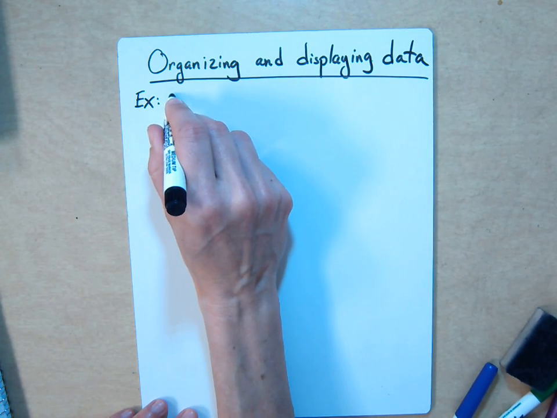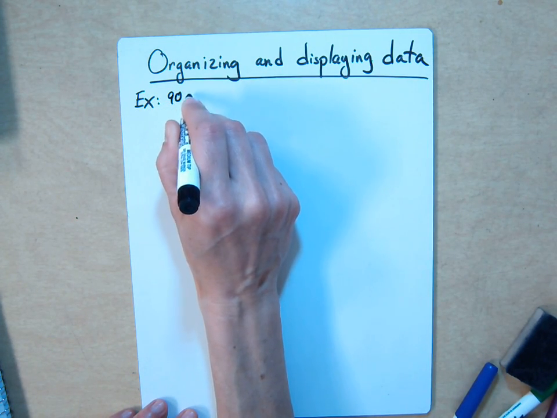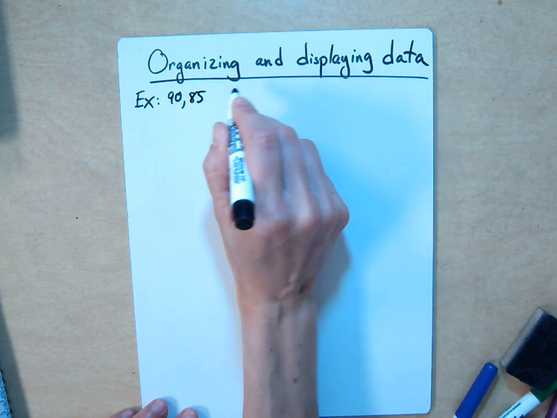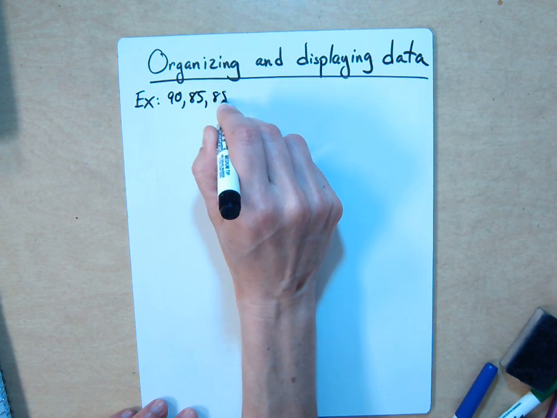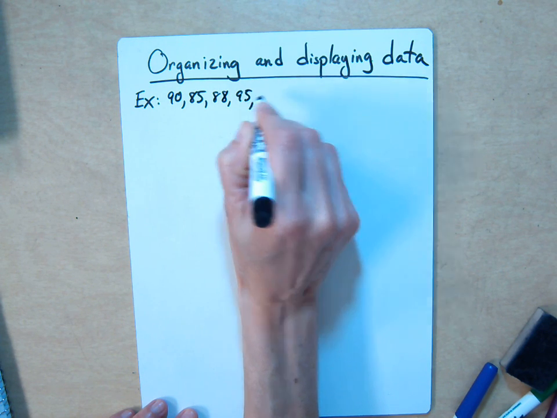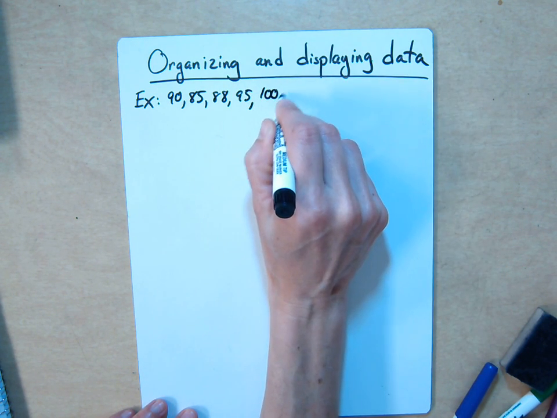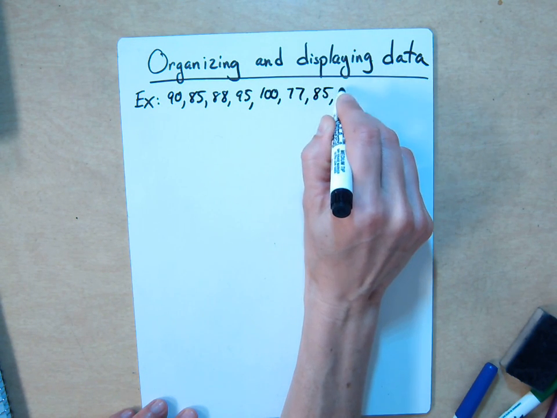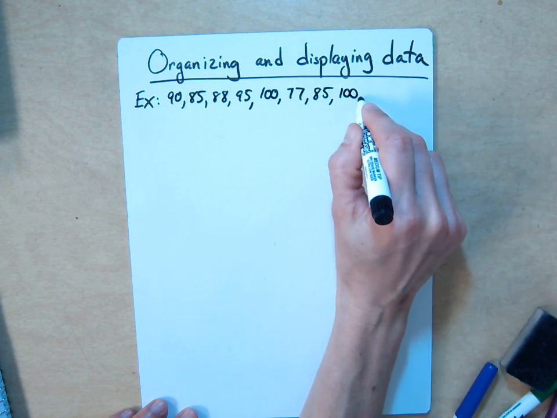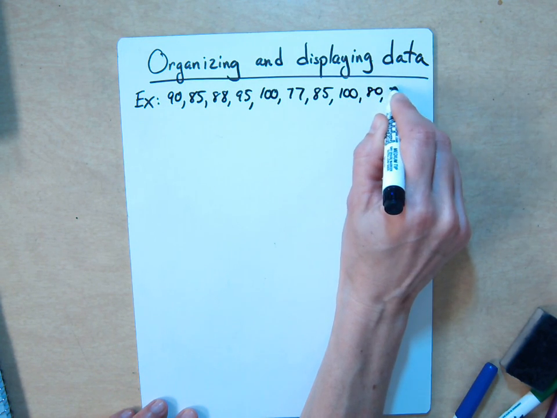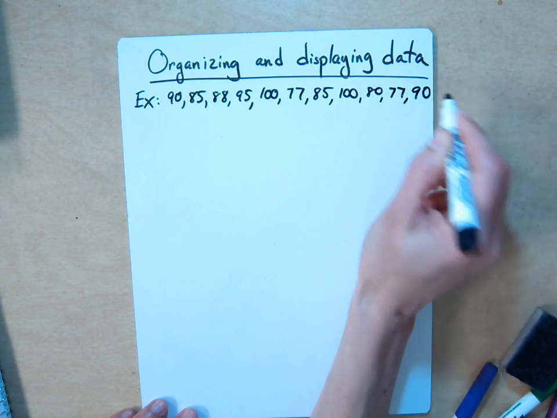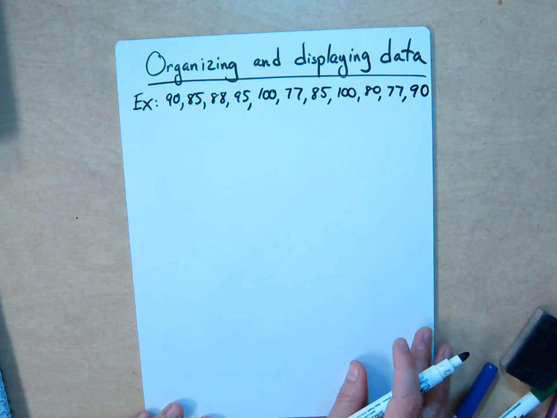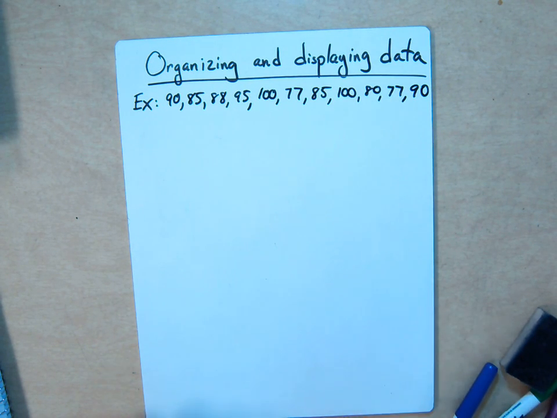So let's say we have 90, 85, 88, 95, 100, 77, 85. These look like test scores, test percentages, 80, 77, 90. But we're just going to look at how to graph this and look at it. So the first tip, all of our examples will be based on this data.